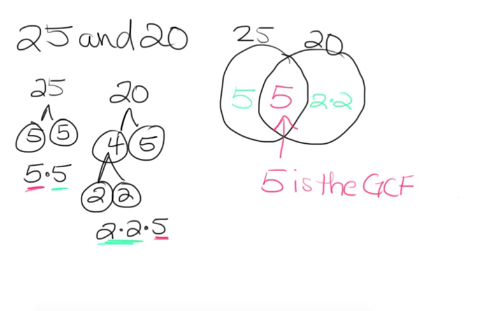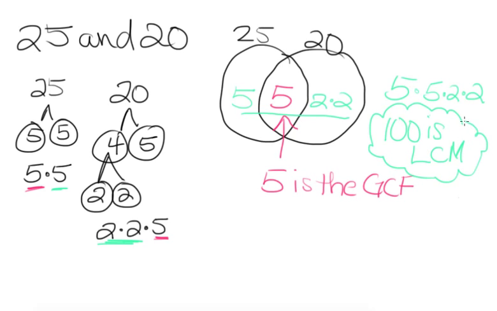And look at the string of numbers we have over here. We have 5 times 5 times 2 times 2. Well, 5 times 5 is 25, times 2 is 50, times 2 is 100. So 100 is the LCM. Pat yourself on the back if you got that right. Nice job. 5 is the greatest common factor of 25 and 20, and 100 is the least common multiple.